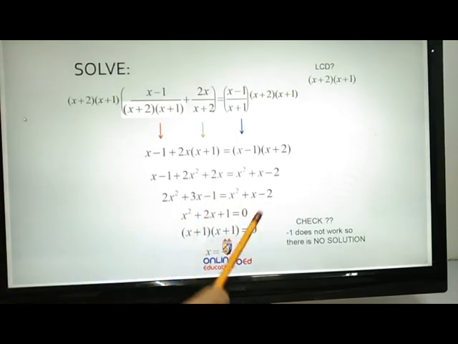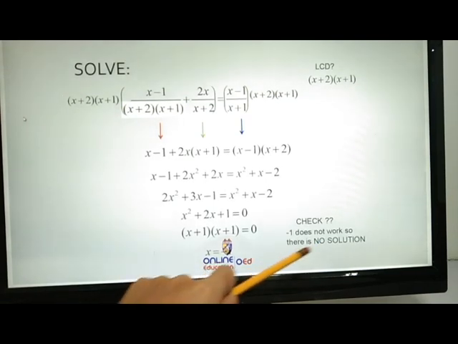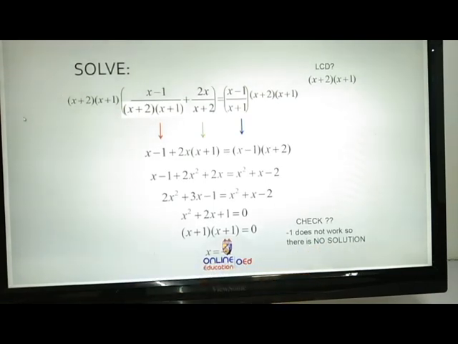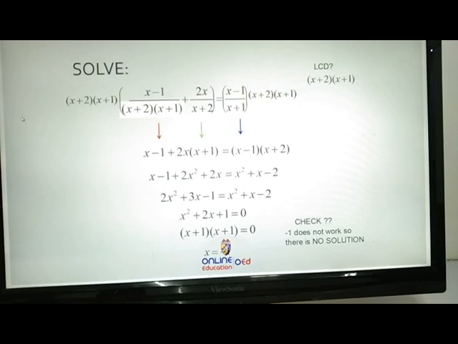Then, equal to 0. So, for you to be able to find the value of x, factor mo lang. Factor mo tong whole equation na ito. So, you have x plus 1 times x plus 1 equal to 0. To check, negative 1 does not work, so there is no solution. Negative 1 doesn't work, so there is no solution.